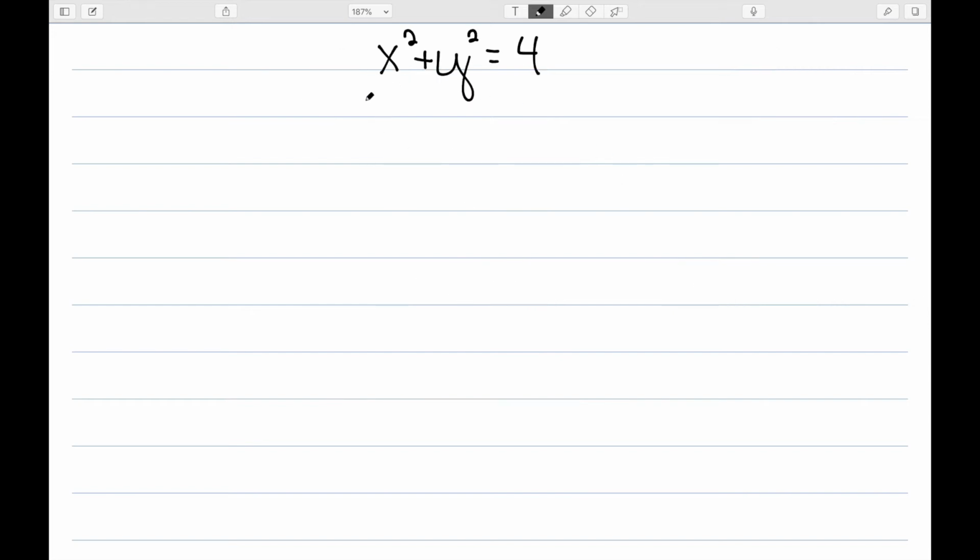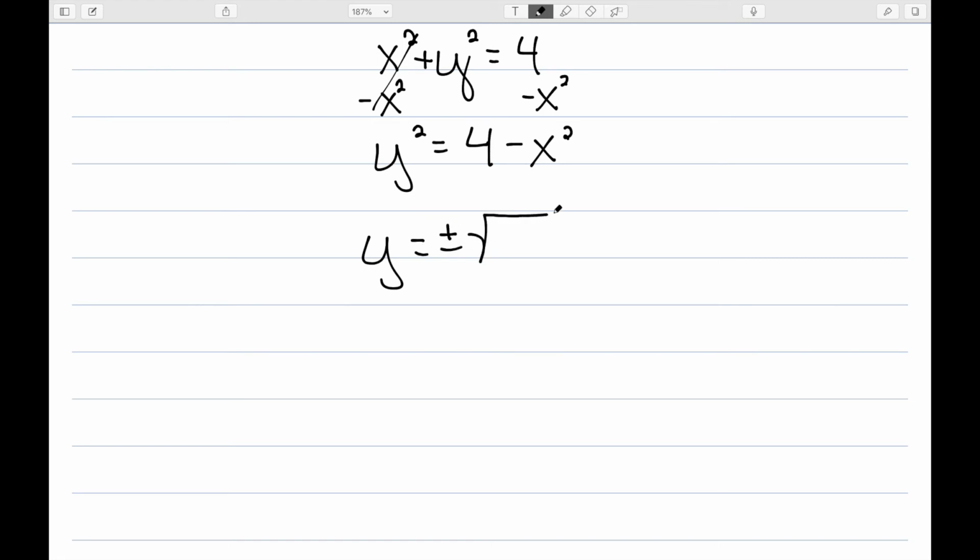Let's consider something like this. Once again, I'm going to try to solve for y. I can subtract x squared from both sides. I get y squared = 4 - x squared. And when we take the square root, we have to take plus or minus the square root of both sides. And this is not a function.